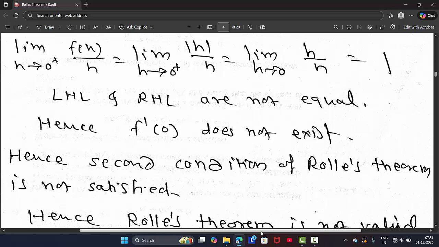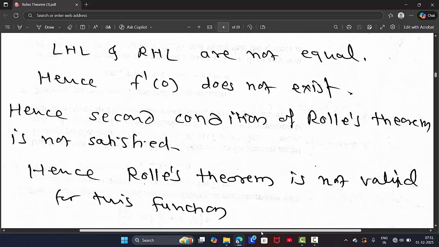The second condition of Rolle's theorem is not satisfied. Hence, for this function, Rolle's theorem cannot be applied. Rolle's theorem is not applicable for this function.